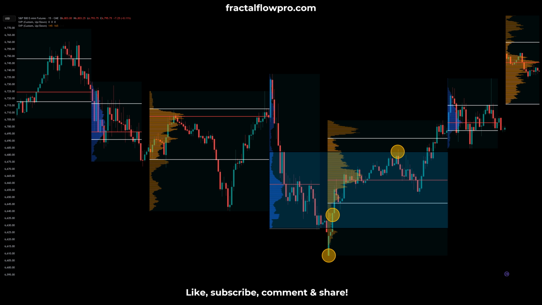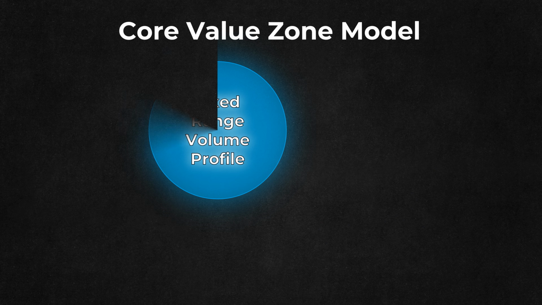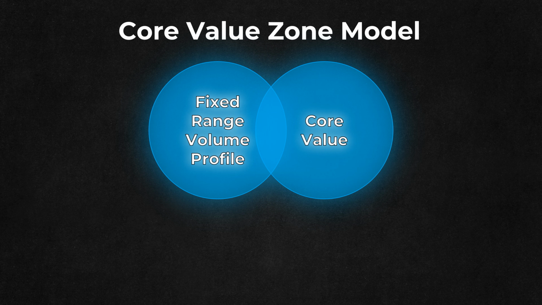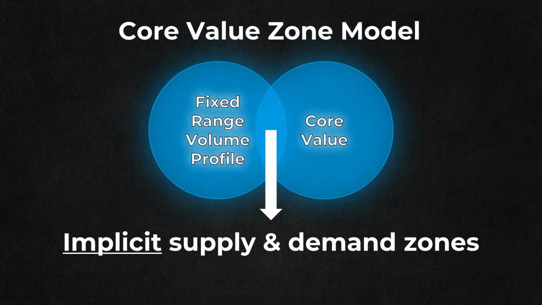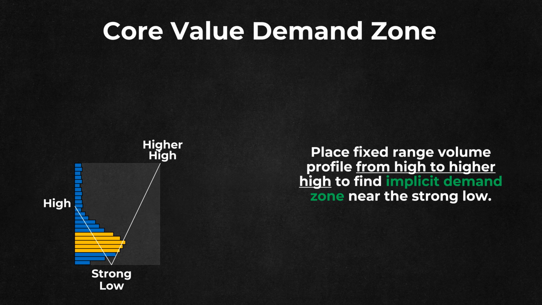Let's move on now to one of the two main models that use the volume profile. This model is relatively easy to use and involves using the fixed range volume profile with the 40% core value area. For a demand zone, first we identify a high and a higher high. Next, we anchor the fixed range volume profile from the high to the higher high using the core value area of 40%. Ideally, the value area should be near the low in between the highs, highlighting an implicit demand zone in price action. The idea is that the next retracement will come back to this demand zone and start the next impulse move.